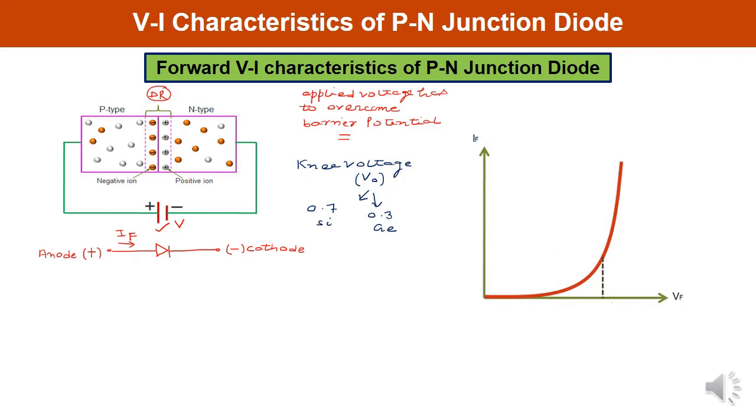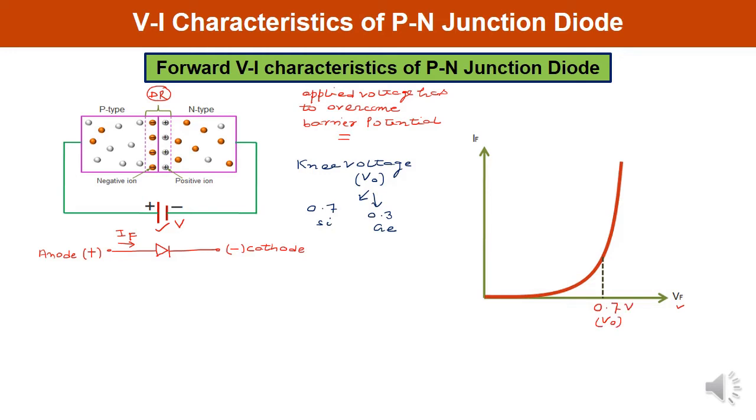You can see in this particular diagram, voltage is being taken on the x-axis and the current is being taken on the y-axis. Since we are drawing the forward characteristics, we have written Vf for the forward voltage which is applied and If for the forward current. If we are talking about the silicon diode, up to a voltage of 0.7, which is the knee voltage, up to this particular point, 0.7 volt.